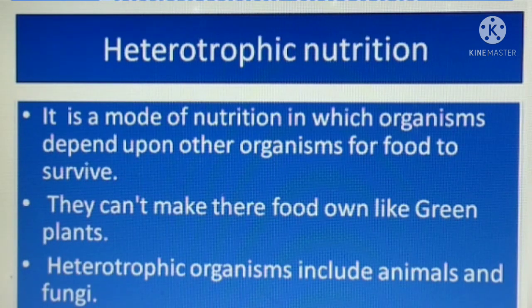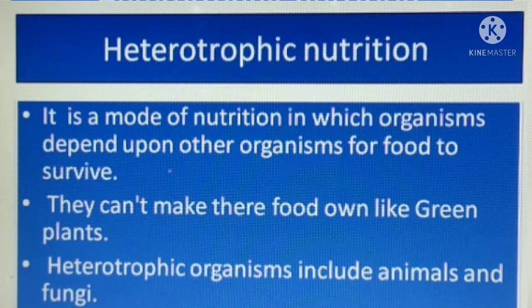The next type of nutrition we call heterotrophic nutrition. It is the mode of nutrition in which organisms depend upon other organisms for food to survive. They cannot make their own food like green plants. Heterotrophic organisms include animals and fungi.